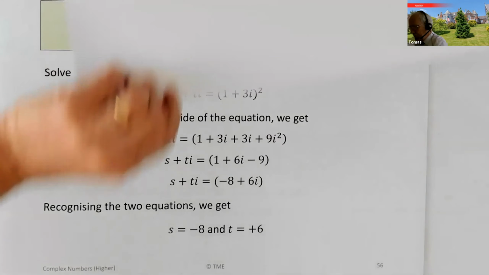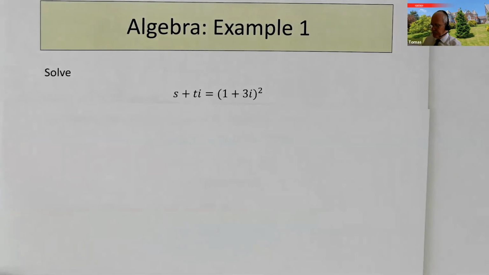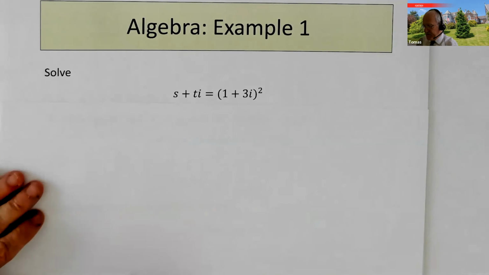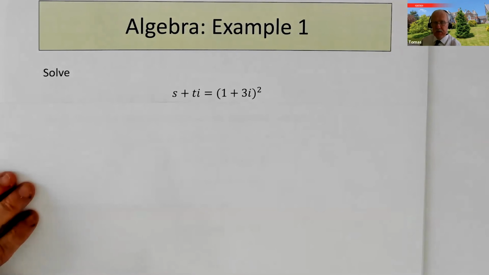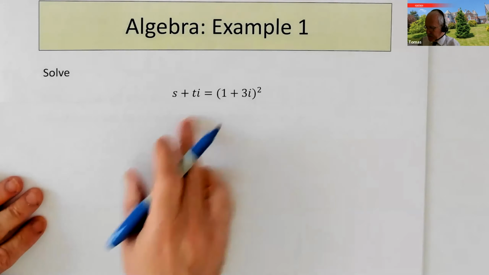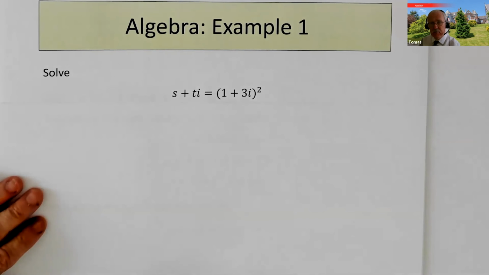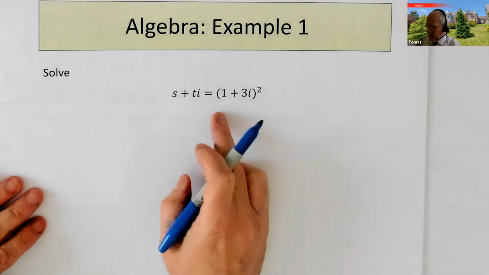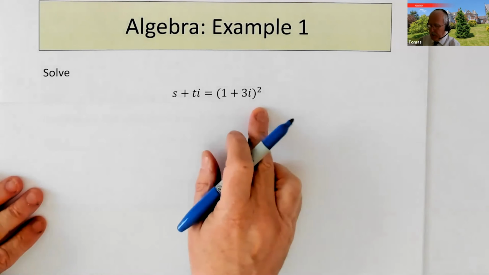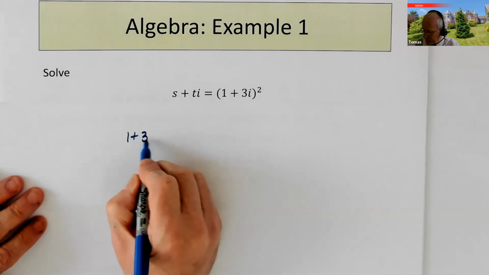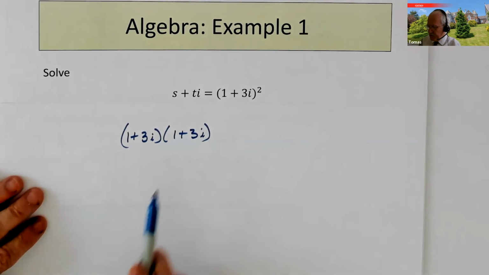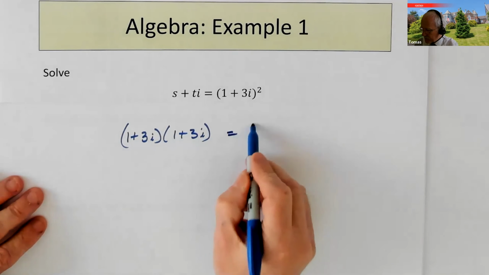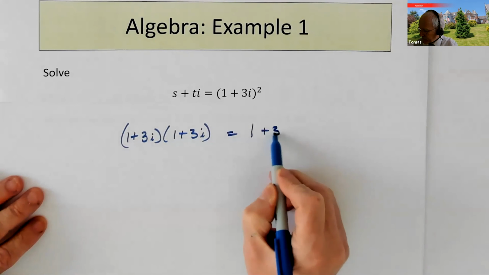So let's see how that can come up as a question. You're asked in the exam to solve s plus ti is equal to 1 plus 3i squared. And you say, I didn't see that before. That's strange. What's going on? Haven't a clue. But I'm going to just multiply this because I might get some marks for that. So 1 plus 3i squared is 1 plus 3i by 1 plus 3i. So we're going to use the FOIL method. 1 by 1 is 1. 1 by 3i is 3i.